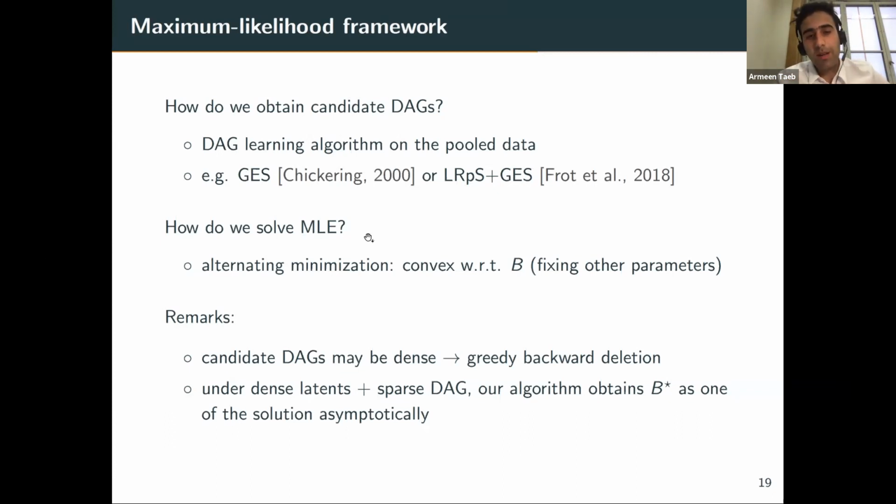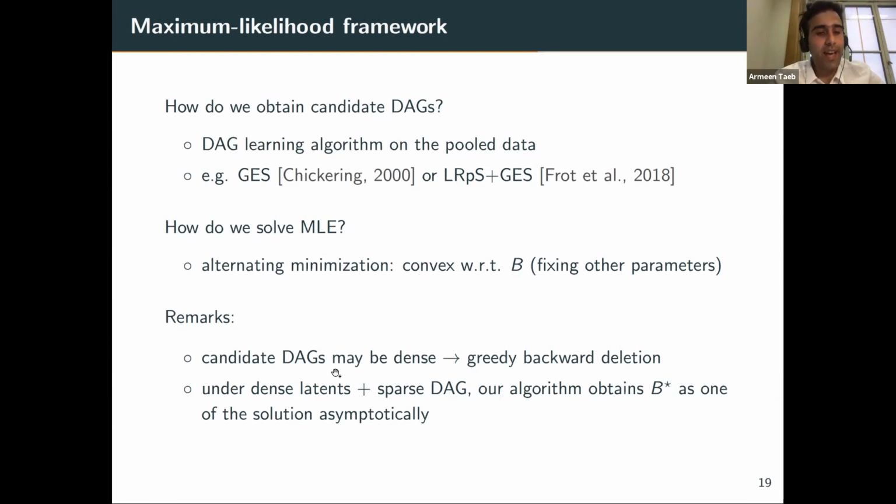Now, how do we solve the MLE? We use an alternating minimization. It's worthwhile mentioning here that if you fix the other parameters, the optimization problem is convex with respect to B. And this is nice because this is a parameter of interest, at least when you fix the other parameters, you can solve this one exactly or up to any precision of interest.